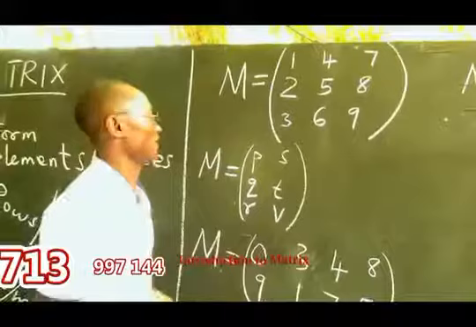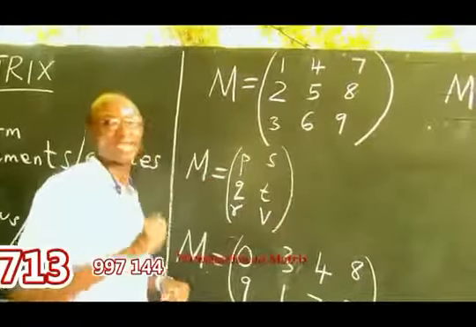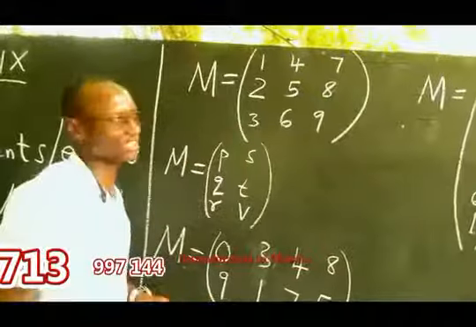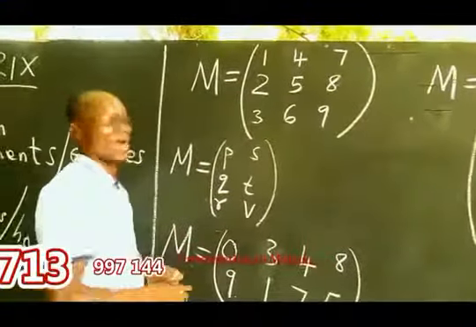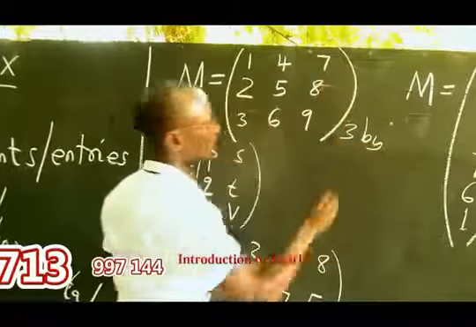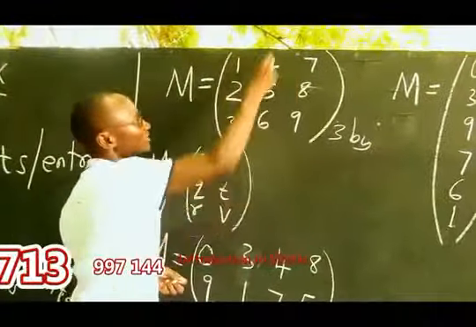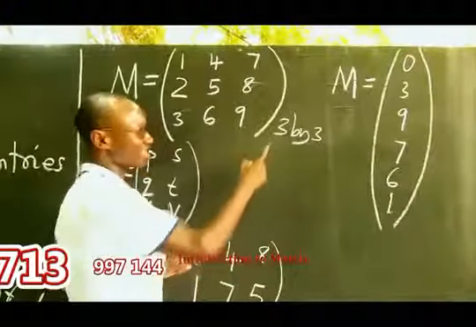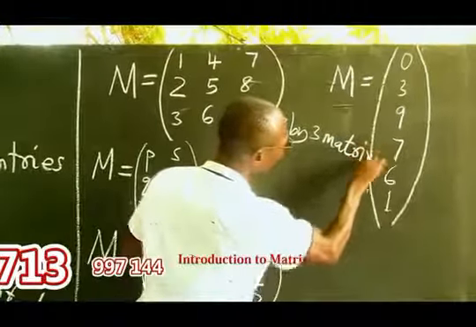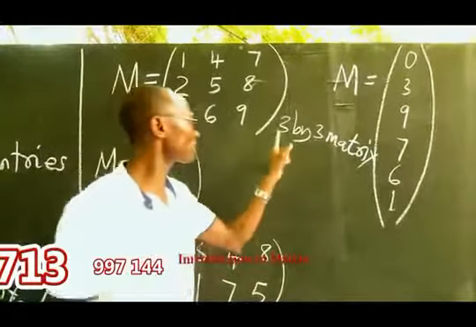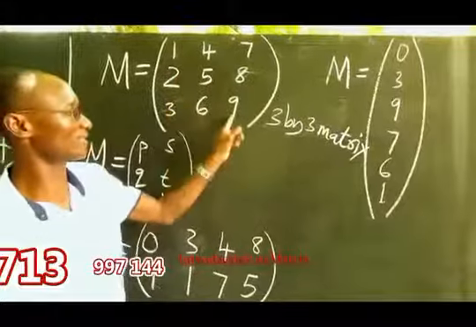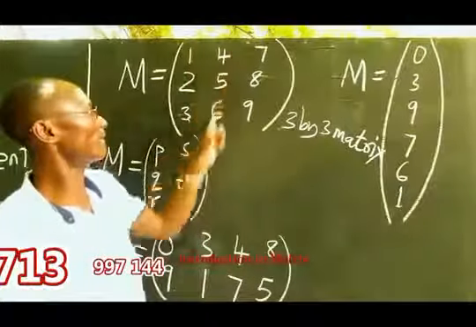My best friend, in order to name a given matrix, first count the number of rows, then the number of columns. How many rows do we have? 1, 2, 3. Here we write 3, by how many columns do we have? 1, 2, 3. Here we write 3. So it is a 3 by 3 matrix, because it has got 3 rows and 3 columns.